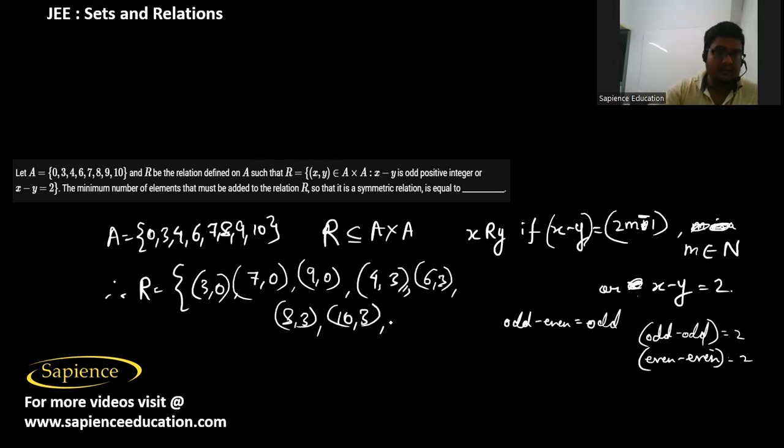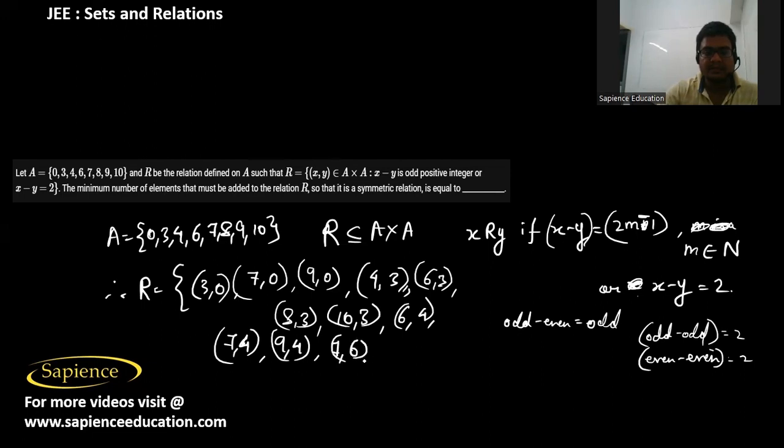Then with 4, 4 minus 4 we can't take. 6 minus 4 we can take, since 6 minus 4 is 2. 7 minus 4 also we can take. Then 8 minus 4 we can't take. 9 comma 4 we can take. 10 comma 4 we can't take. Then with 6, 7 minus 6 we can take. 8 minus 6 also we can take. 9 minus 6 also we can take. And 10 minus 6 we can't take.